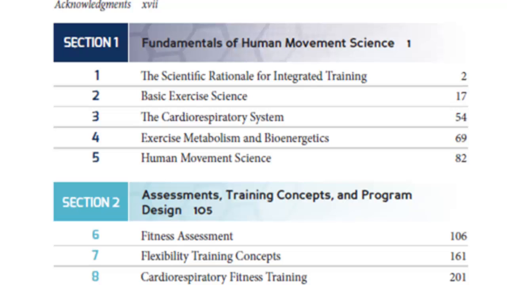For Chapter 4, Exercise Metabolism and Bioenergetics, it will be important to learn the definitions and about ATP-PC, glycolysis, and the oxidative systems. Chapter 5, Human Movement Science, will cover biomechanics, planes of motion, and muscular actions.